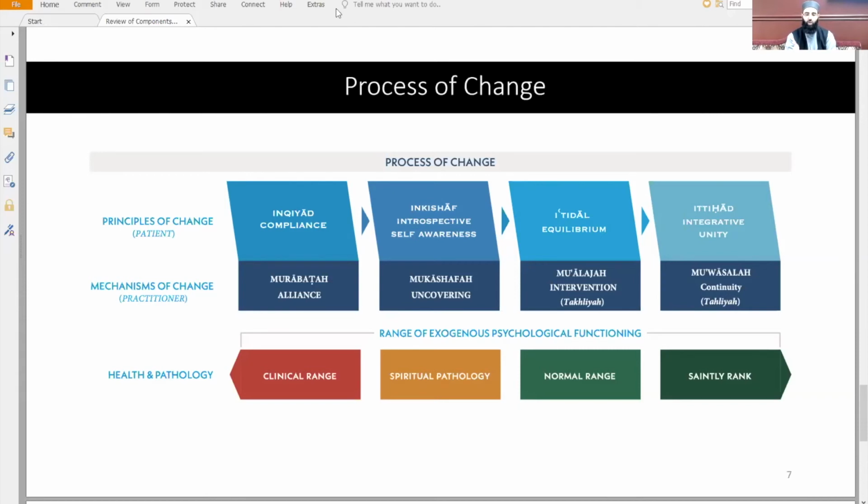Okay, next, let's go to the next process of change, and that is from the therapist's end, it's mukashafa, which should facilitate inkishaf in the patient. So it's uncovering. This is an introspective process, right? Now, this may take place over the first few sessions.